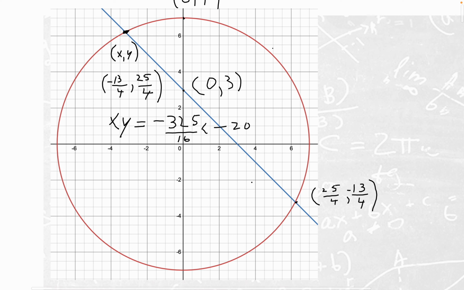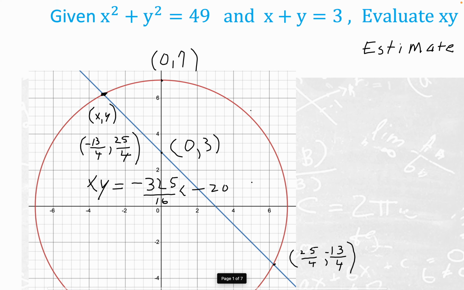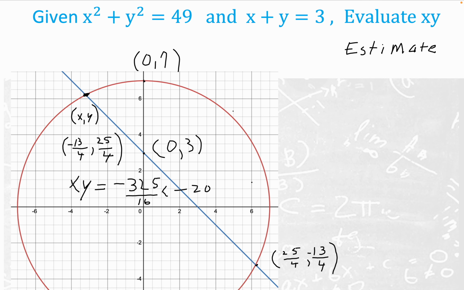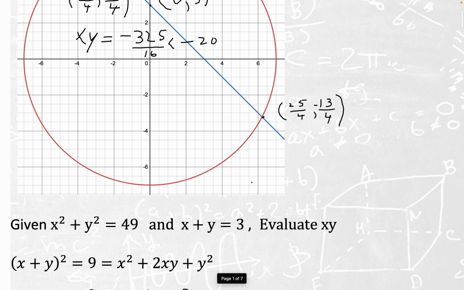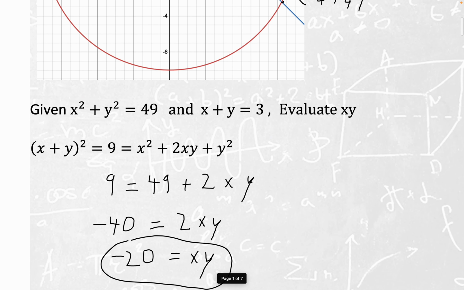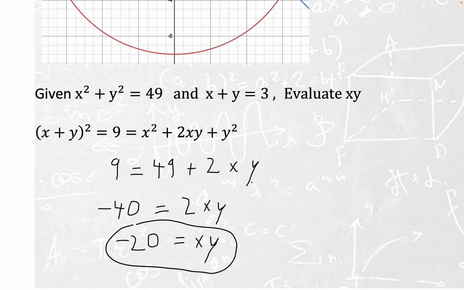So again, I thought it was kind of a neat little problem. We never determined the values of x and y. We started with graphical estimates, and then with some fairly straightforward algebra, we got that the product of the x and y coordinates where the graph intersects is -20.